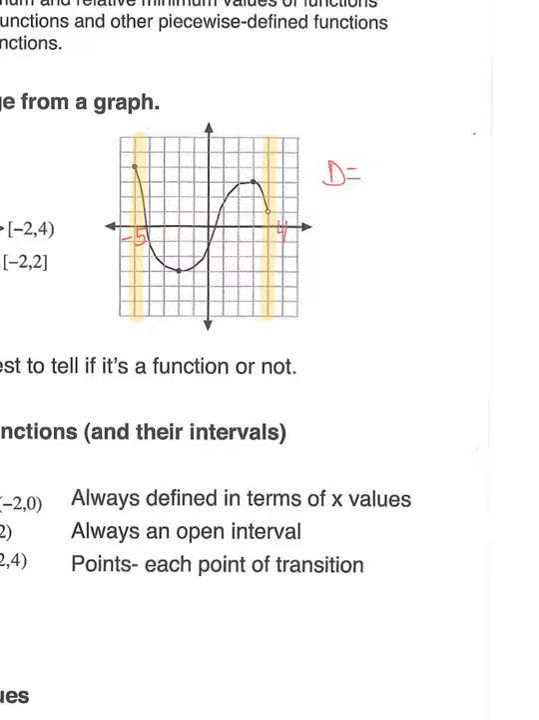Then you have to determine, do I have open or closed circles? So I have a closed circle here, so I should have a bracket here. And then I have an open circle here, so I should have a parentheses here.